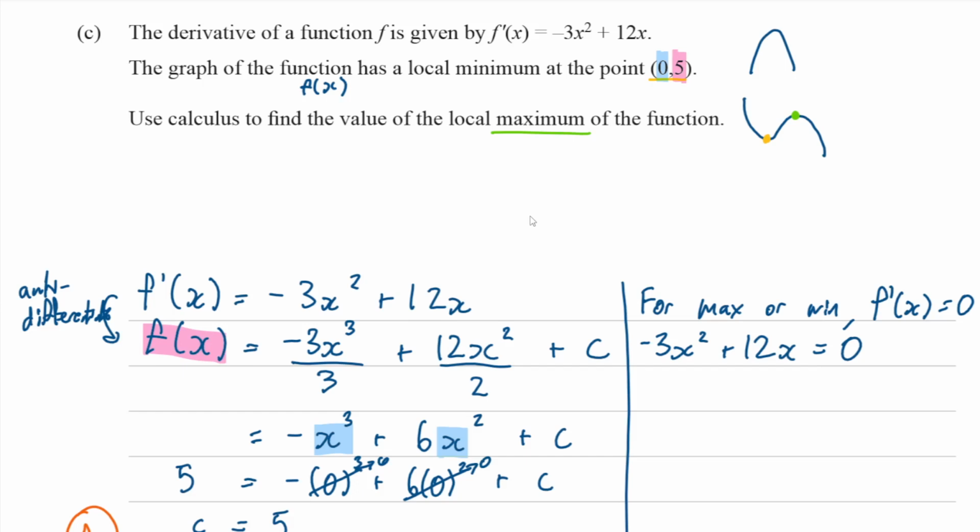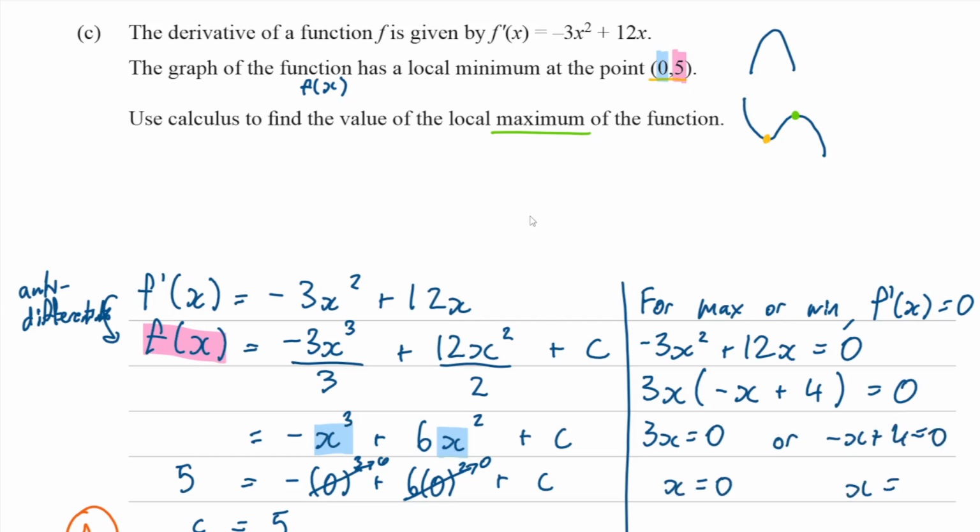So solving this, I would factorize it. Pull out 3x, left with minus x plus 4. Double check: 3x times minus x gives minus x squared, 3x times plus 4 gives 12x. So either 3x equals 0 or minus x plus 4 equals 0, because in order to multiply to give 0, one of the terms needs to be 0. If 3x is 0, x must be 0, or minus x plus 4 equals 0, so x will be positive 4.